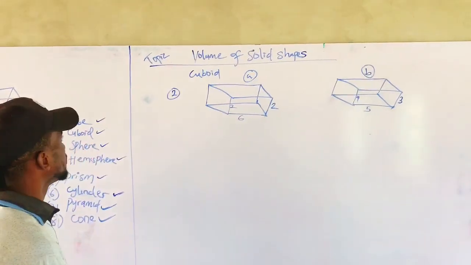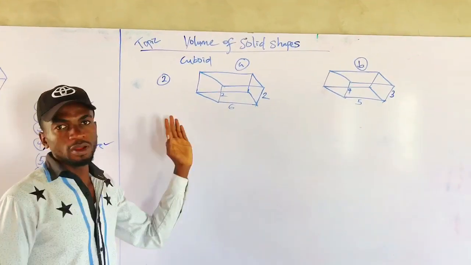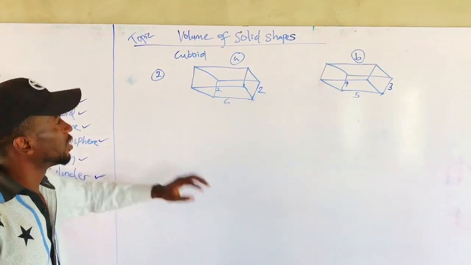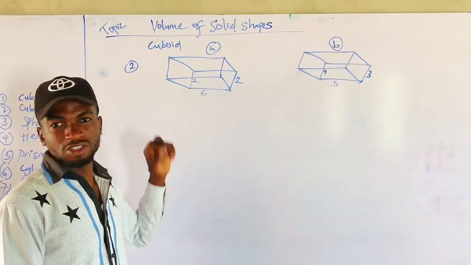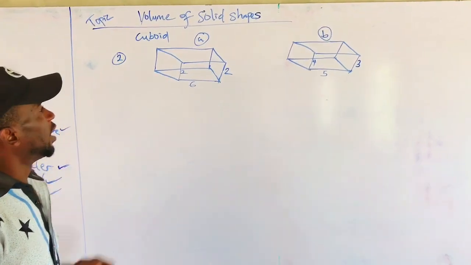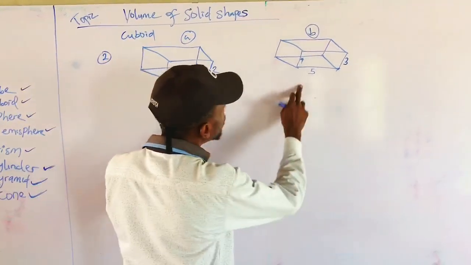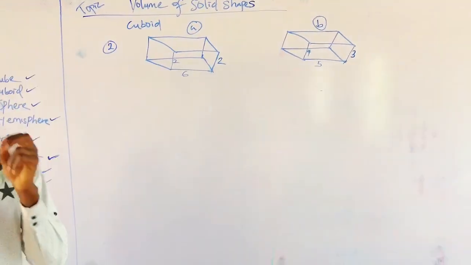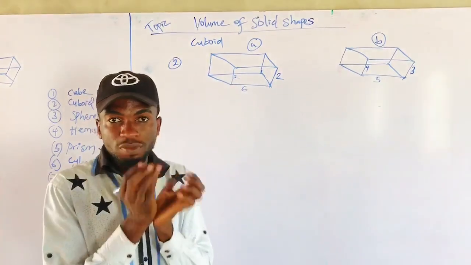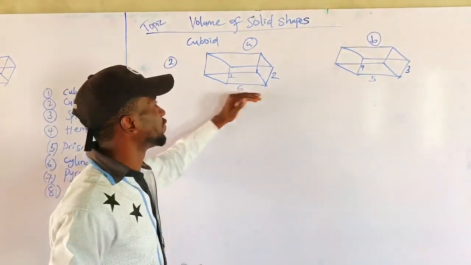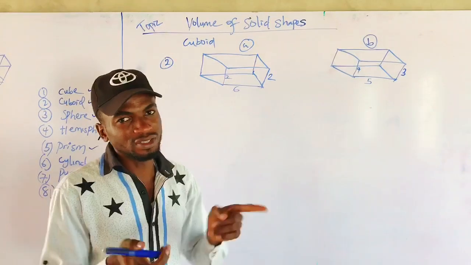Our second solid shape we'll be talking about is cuboid. Look at the board critically. In the first example, which is cube, I drew the shape of a cube. And now this is the shape of a cuboid. The cuboid and the cube look alike. The difference is that the faces of the cube are equal, but in the case of a cuboid, the faces are not the same.